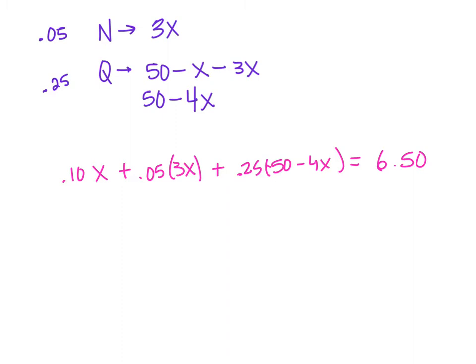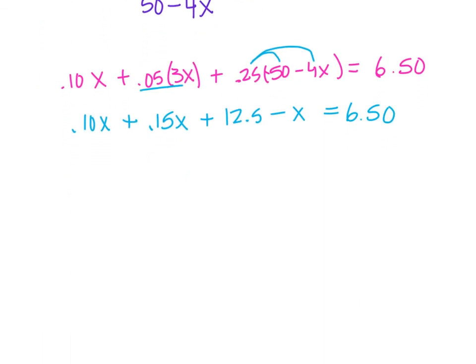Alright, so let's simplify this and then we'll solve. We have 0.10x. Now this we're just going to multiply 0.05 times 3. And we get 0.15, so plus 0.15x. And then this one we have to distribute. 0.25 times 50 is 12.5. And then 0.25 times a negative 4x is a negative 1x. And that equals $6.50.